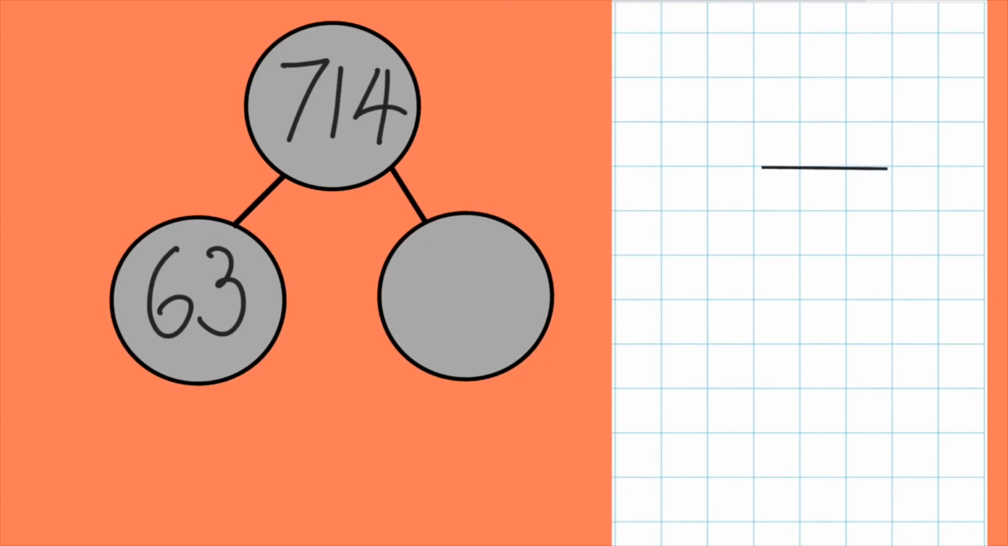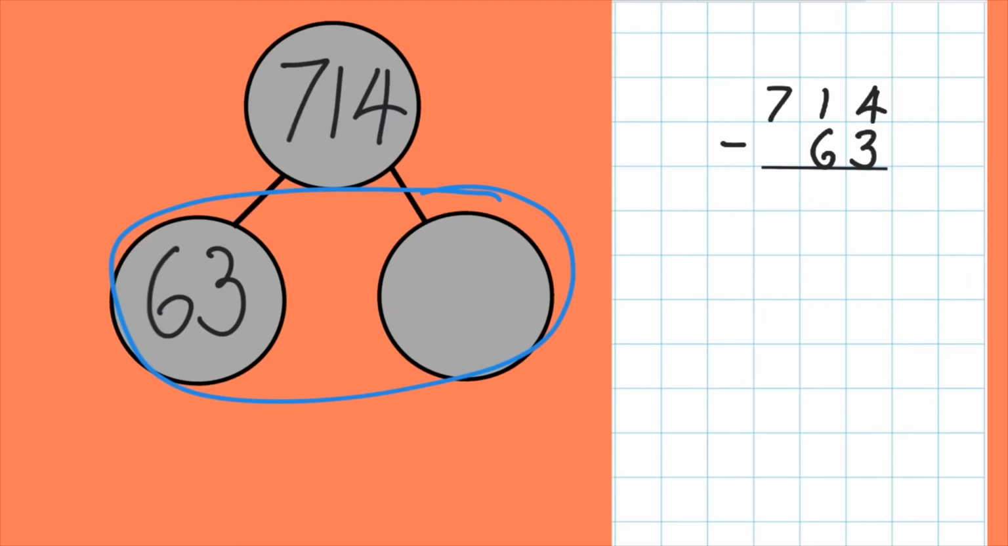Now looking back at the part-part whole model, normally adding these two numbers together would give us our answer. We have 63, but we don't know what this number is. To find this number, we can do the inverse operation. So we do 714 and we minus the 63.